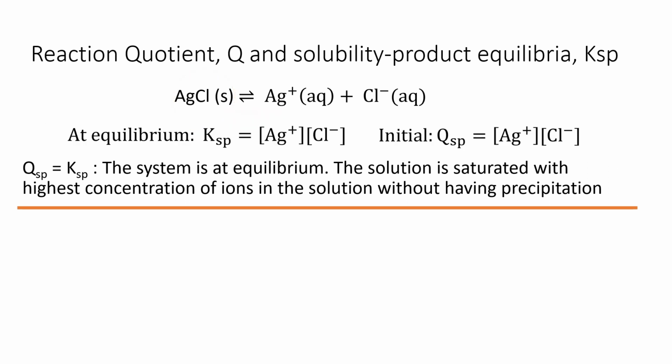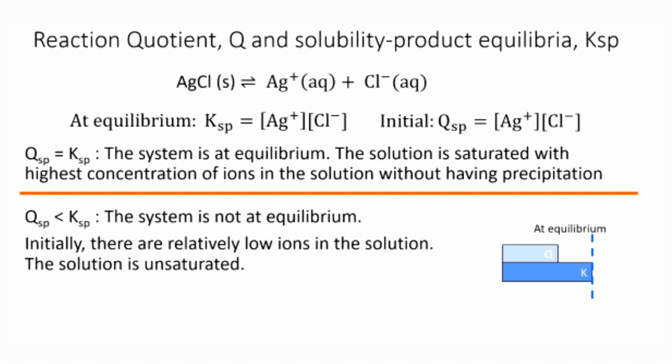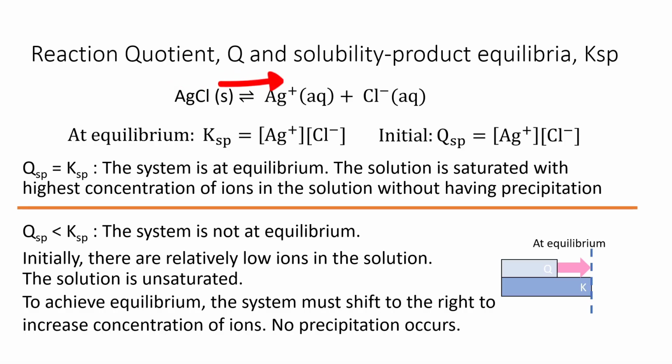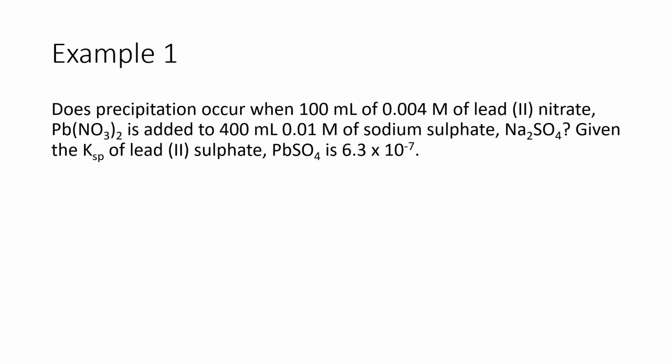When the reaction quotient value is less than the solubility product value, the system is also not at equilibrium. Initially, there are relatively low concentrations of ions in the solution and the solution is unsaturated. To reach equilibrium, the system must shift to the right to produce more ions. Hence, no precipitation occurs. Now we move on to look at the example questions.